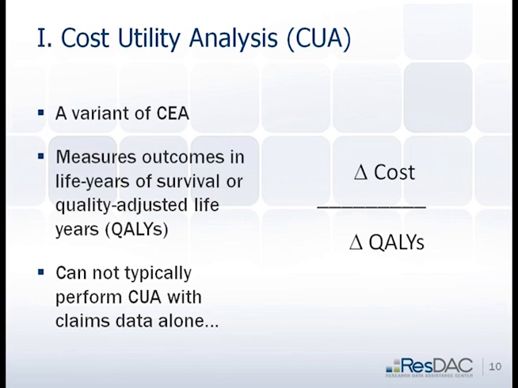So the last one was the cost utility analysis, and this is basically a spin-off of cost effectiveness. In the denominator, you measure outcomes in terms of life years or survival. In the numerator, you're looking at costs. But you can't typically perform cost utility analysis with claims data alone. You have to have done something.